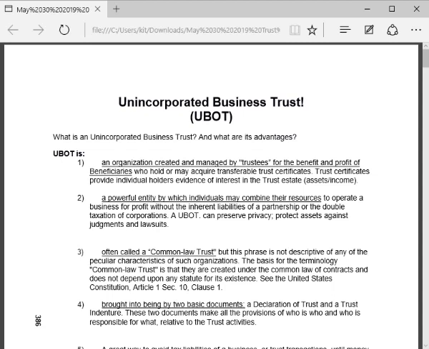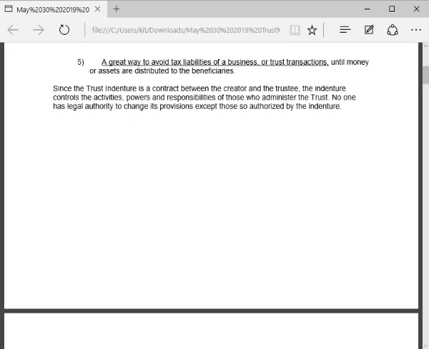4. Brought into being by two basic documents, a declaration of trust and a trust indenture. These two documents make all the provisions of who is who and who is responsible for what, relative to the trust activities. 5. A great way to avoid tax liabilities of businesses or trust transactions until money or assets are distributed to the beneficiaries. Since the trust indenture is a contract between the creator and the trustee, the indenture controls the activities, powers, and responsibilities of those who administer the trust. No one has legal authority to change its provisions except those who are authorized by the indenture.